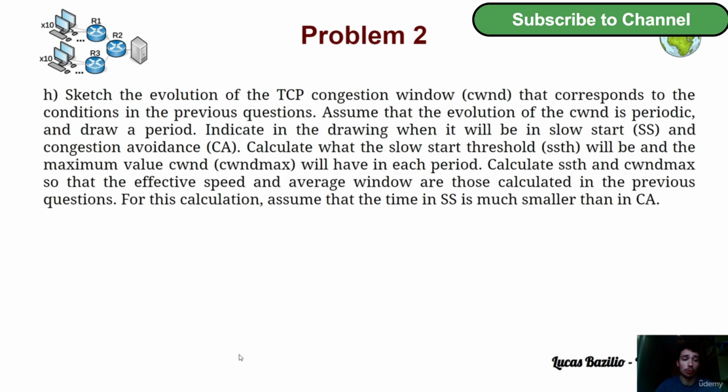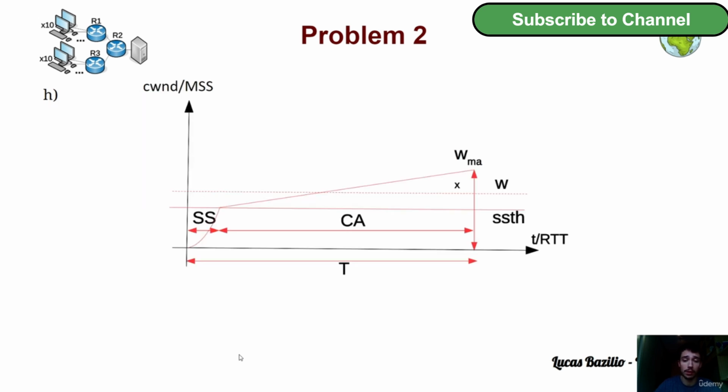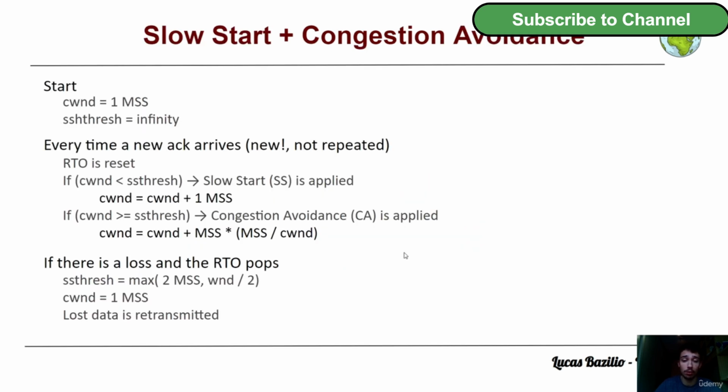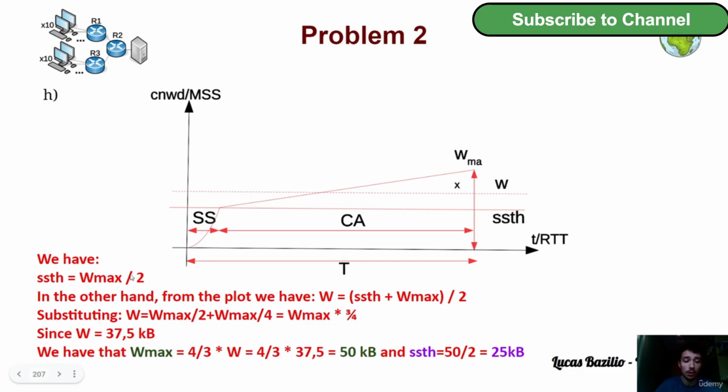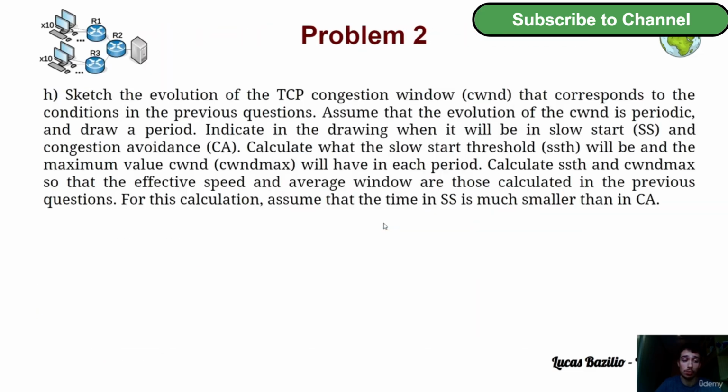So it is very important to remember that the slow start threshold is the half of the maximum window. And as we know also, we can express the window as the sum of the slow start threshold plus the maximum window divided by 2. From this, since we already know the value of the window, we can get the value of the maximum window. Once we get the value of the maximum window, we also have the value of the slow start threshold, right? Very well, so with this we finish the solution to this question H.